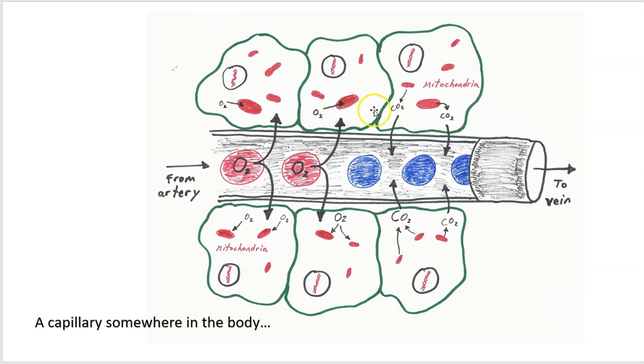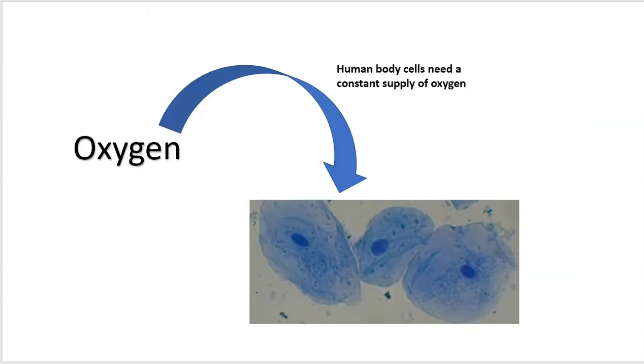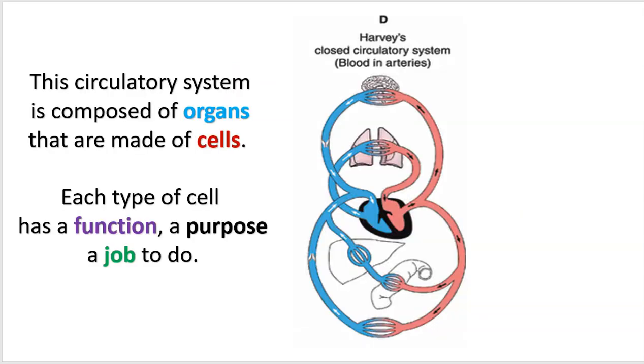Also notice that carbon dioxide waste is produced by the mitochondria. That's going to enter the blood, and the blue blood will be taken back to the right side of the heart and pumped through the lungs so we can exhale the carbon dioxide. So that's our story then. All of our body cells need oxygen. The lungs pick up the oxygen. The circulatory system delivers the oxygen.